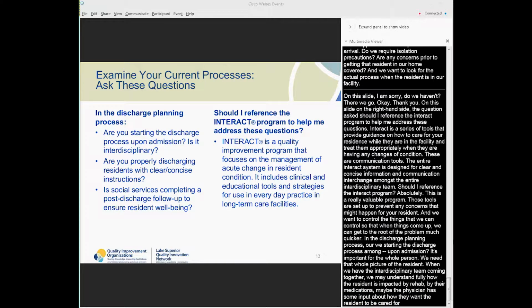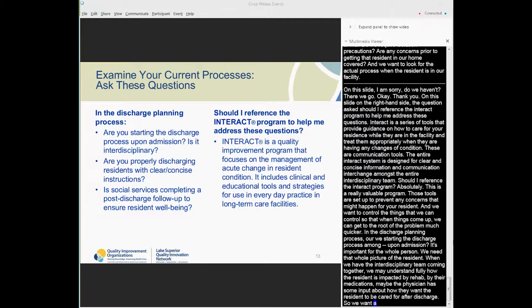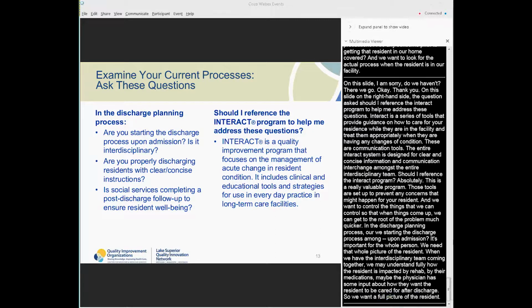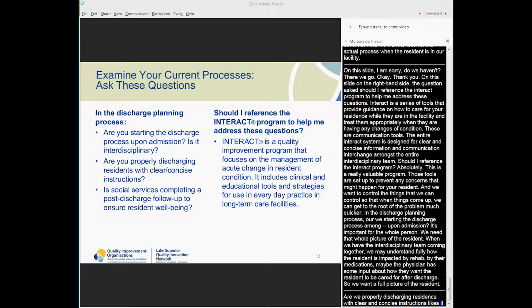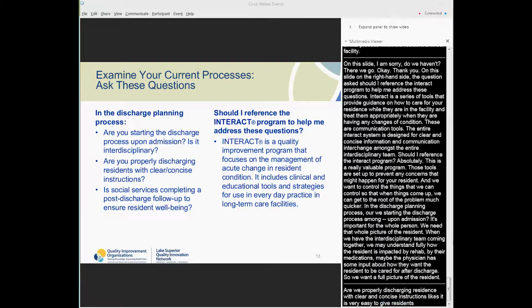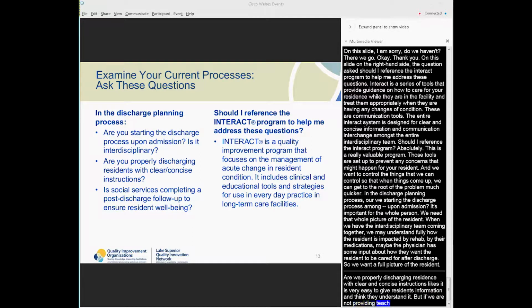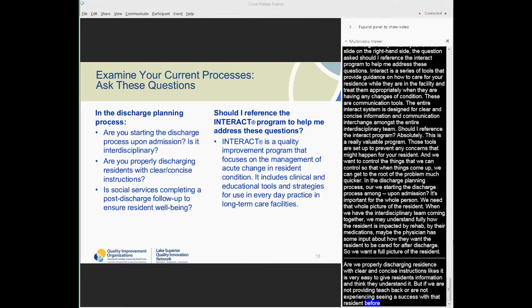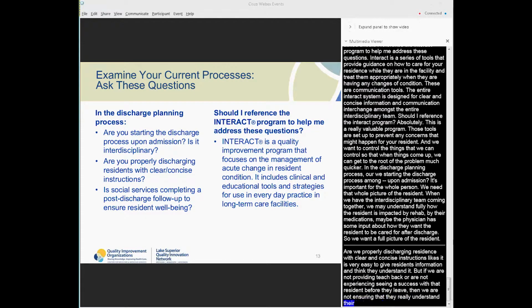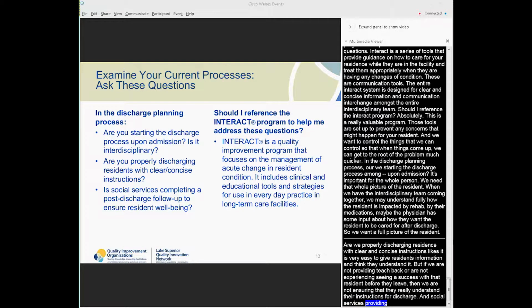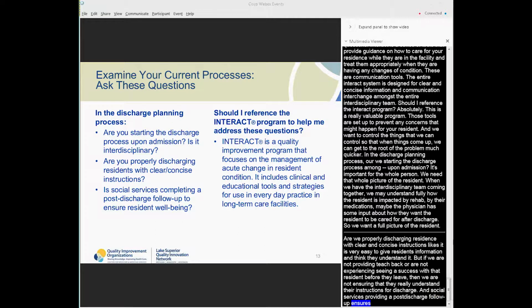Are we properly discharging residents with clear and concise instructions? It's very easy to give residents information, think they understand it, but if we're not providing teach back, or we're not experiencing seeing a success with that resident before they leave, then we're not ensuring that they really understand their instructions for discharge. And is social services completing a post-discharge follow-up to ensure that resident's well-being? We want to check on that resident after they've left our facility to ensure they're having successes with their care.